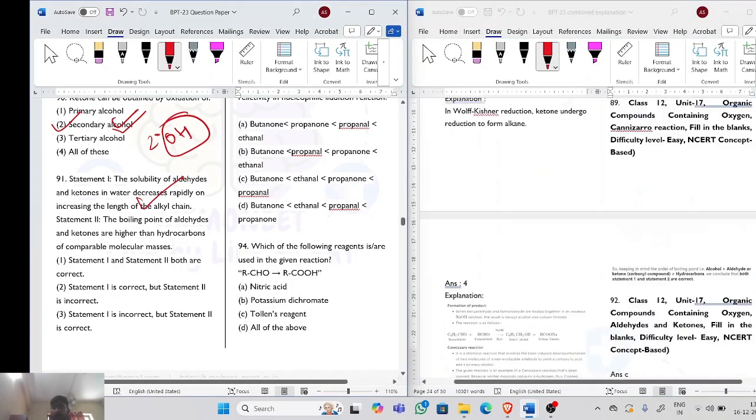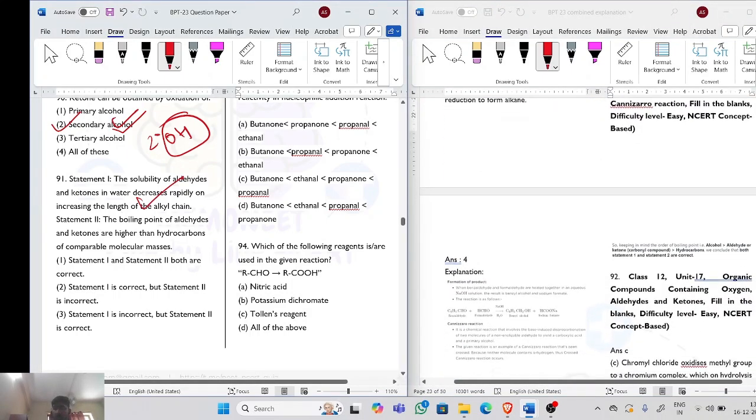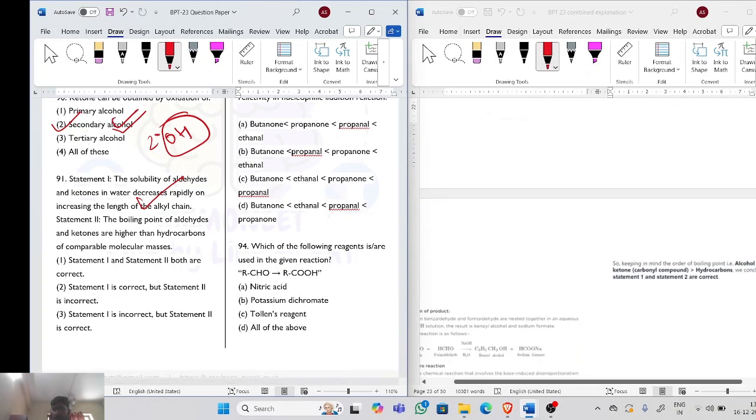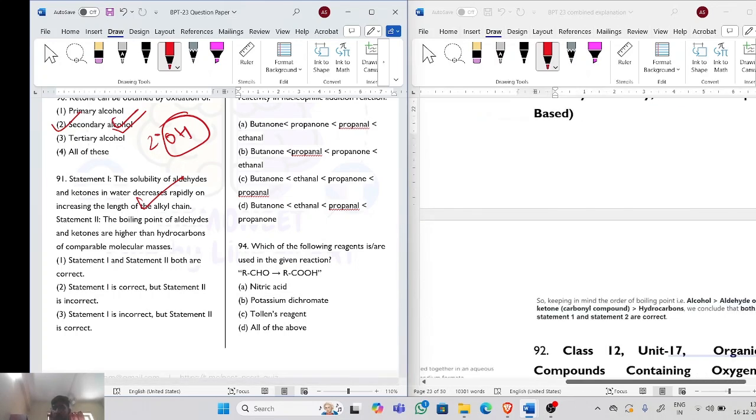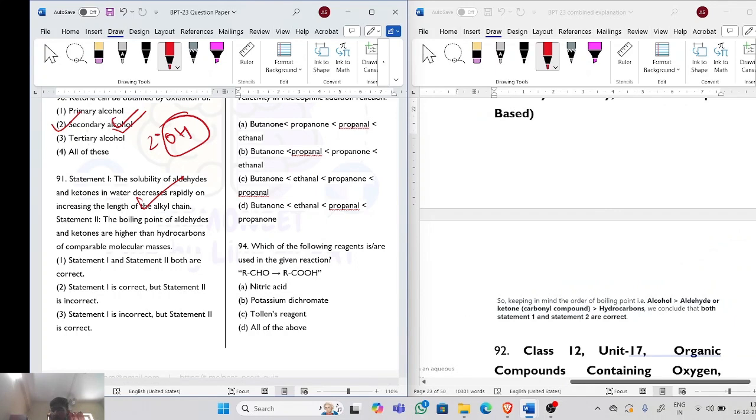Now statement number 2. Keeping in mind the order of boiling point, which is alcohol, then aldehyde, then ketone, and then hydrocarbon, we can conclude both statements 1 and 2 are correct. This is a theory based question. Both are correct, hence option number 1 is our correct answer.